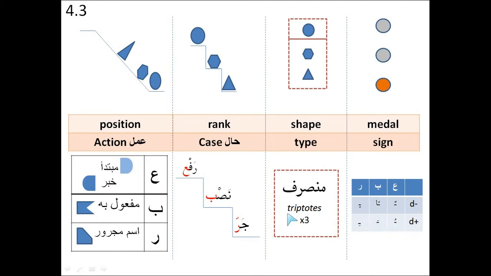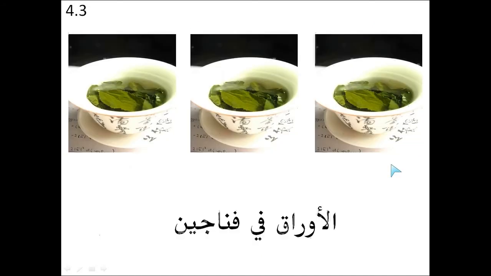The reason English grammarians or Western grammarians call it triptotes, they look at the number of different unique symbols that are used. So we have 3, a dhamma, fatha and a kasra. Whereas Arab grammarians don't look at it like that. They look at the presence of a double vowel. Anyway, moving on. Today we're going to talk about a second type of word or noun called غير منصرف, and here is an example.